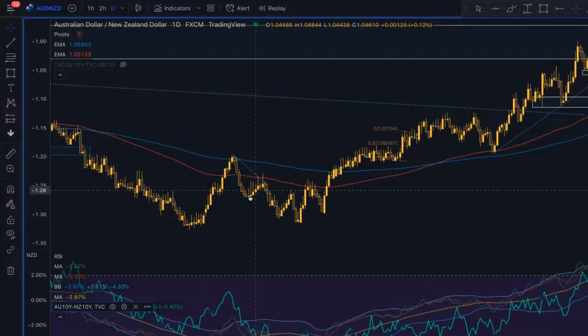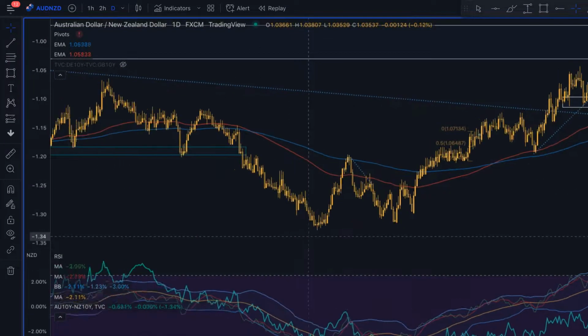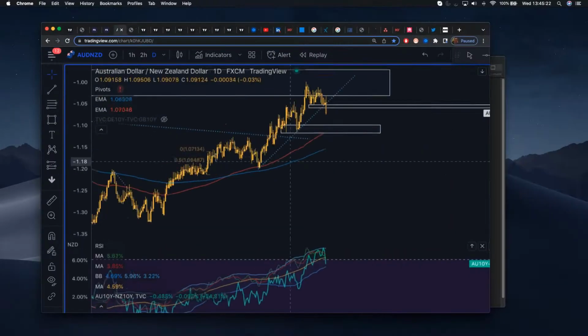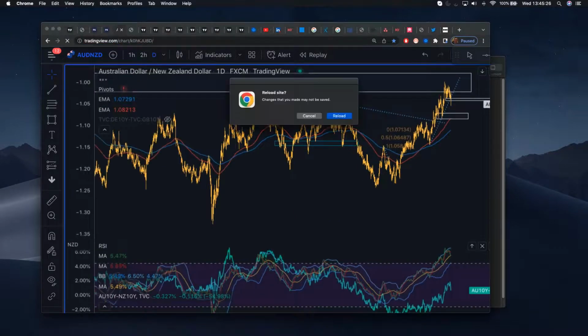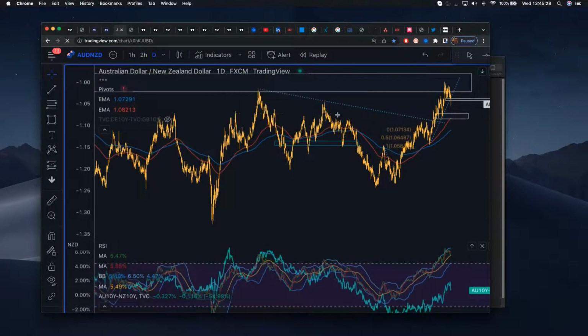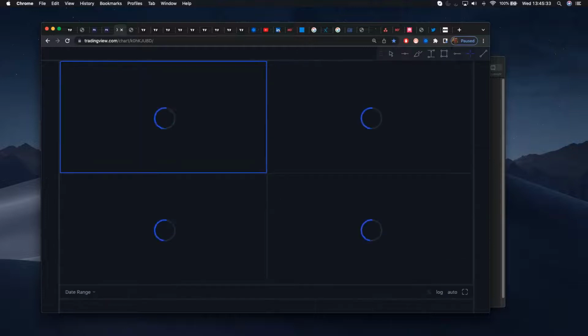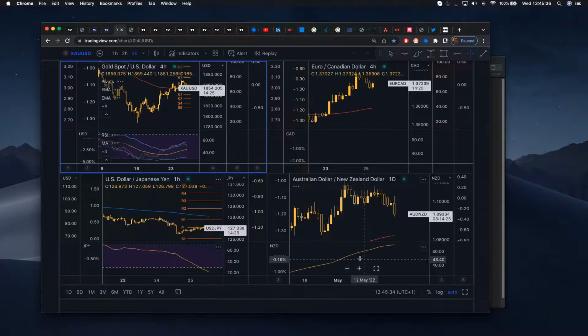I'm sorry, my screen has just gone. I'm just going to reload the chart. Sorry, it loads funny. Right, okay, we'll go back to it.